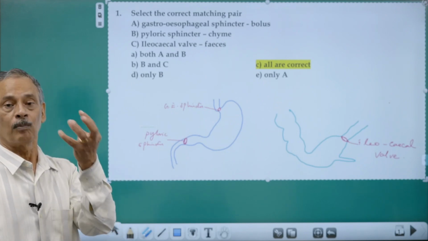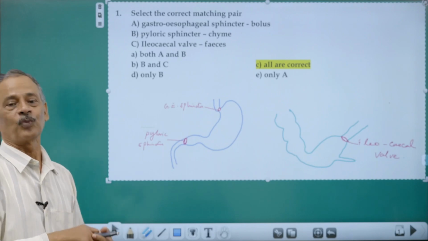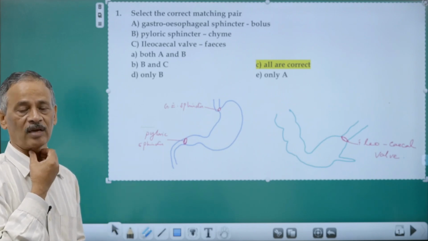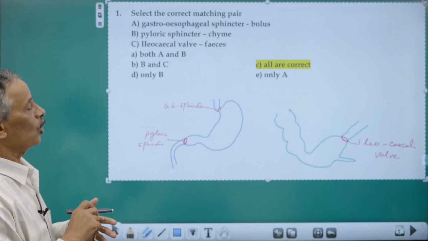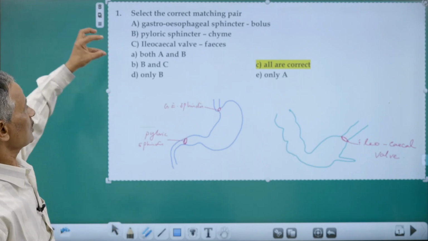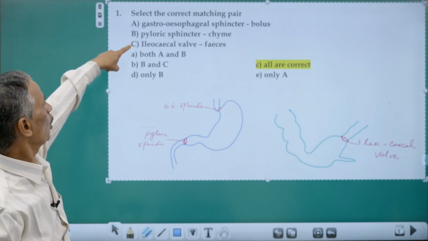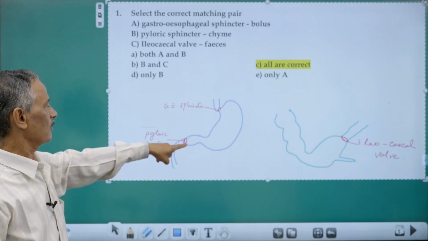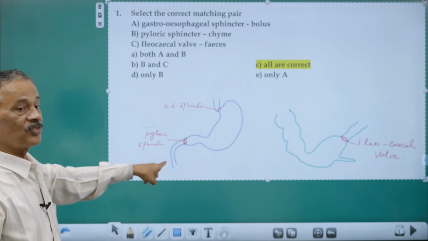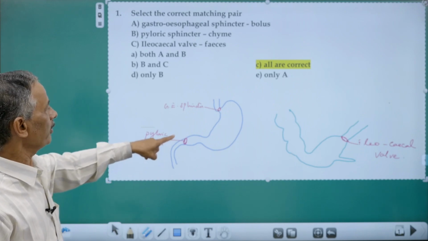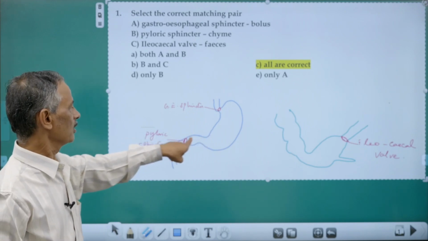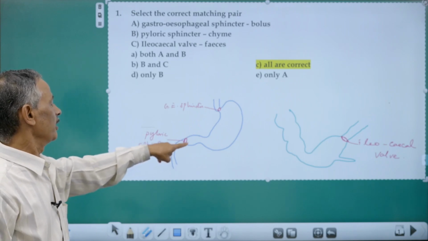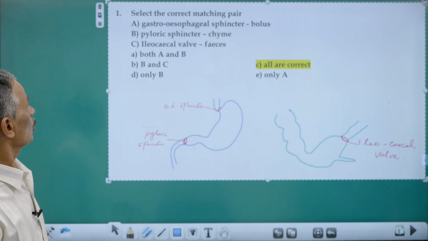What is bolus? Bolus is the spherical form of food that we make in our buccal cavity with the help of our tongue, mucus, etc. That spherical structure of food is called bolus. The pyloric sphincter at the hind end of the stomach regulates the flow of the semi-digested paste-like food called chyme. From the stomach, it is entering into the duodenum. So it is regulating the passage of chyme. That's also correct.